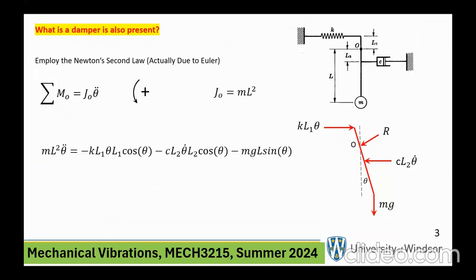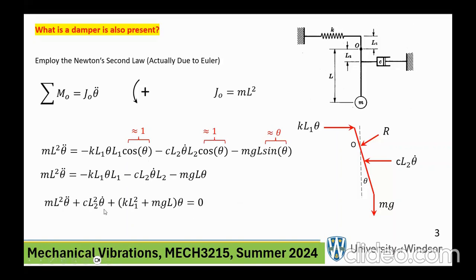All right, so this is the equation that we got. We take the moment about the point O, and we do a cleanup here for small angle. Cosine of theta is approximately 1, and sine of theta is approximately theta. So we just put all of the stuff in that expression and do a cleanup. So things multiplied by theta double dot, things multiplied by theta dot, and things multiplied by theta.